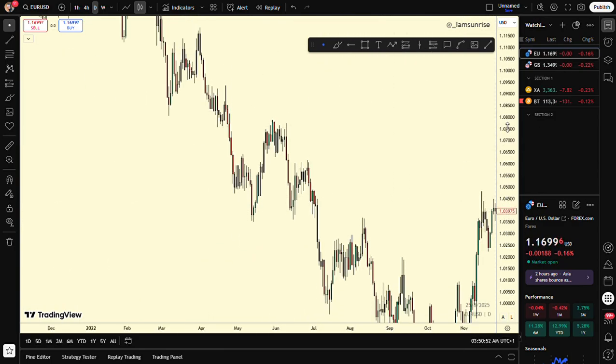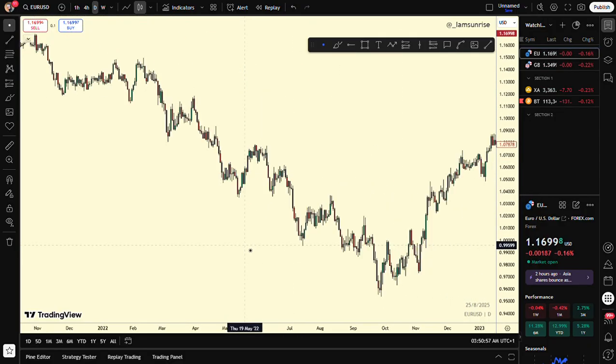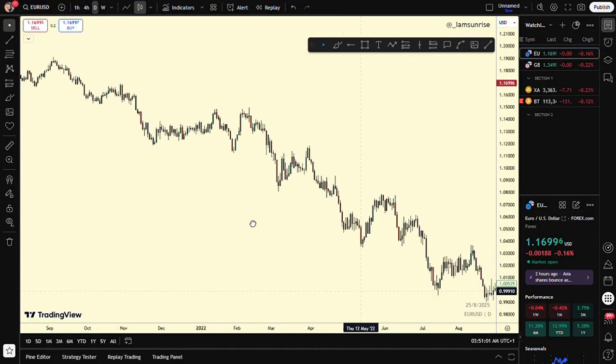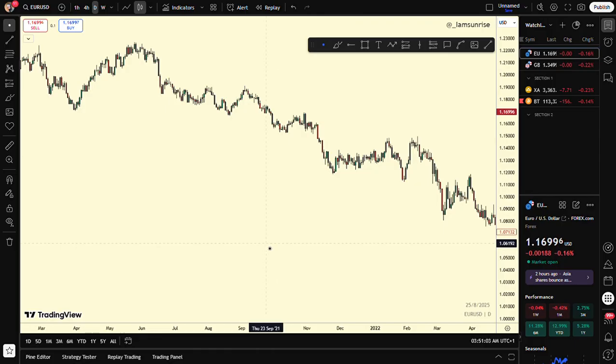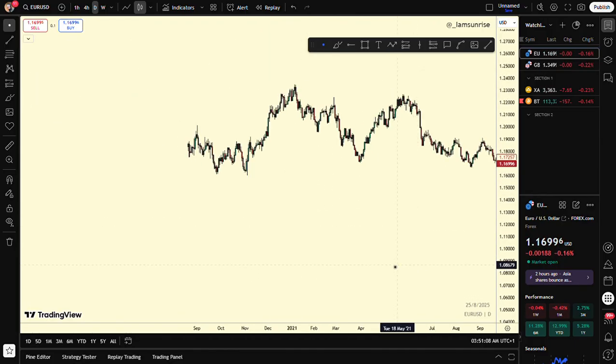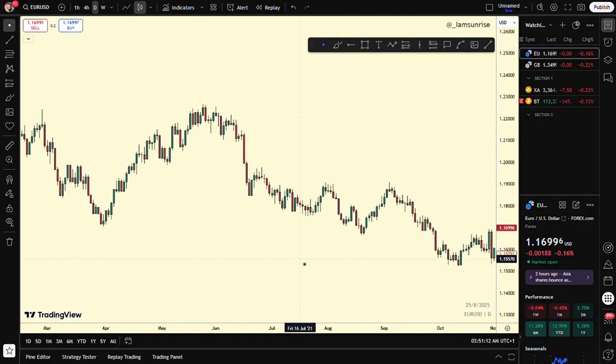All right, this is the daily time frame, correct? This is the daily time frame. Let me use it to give a breakdown of what we are doing.